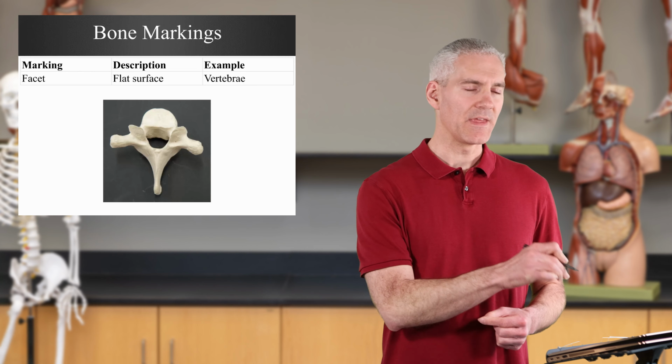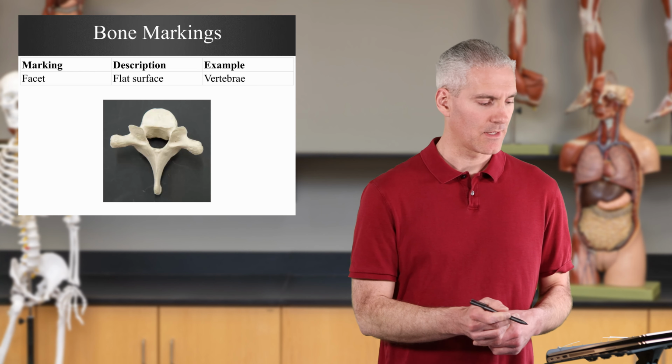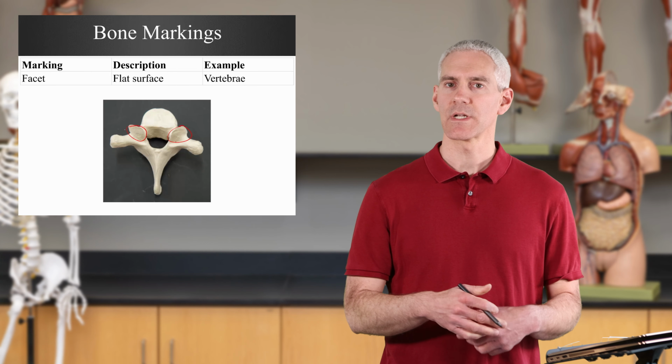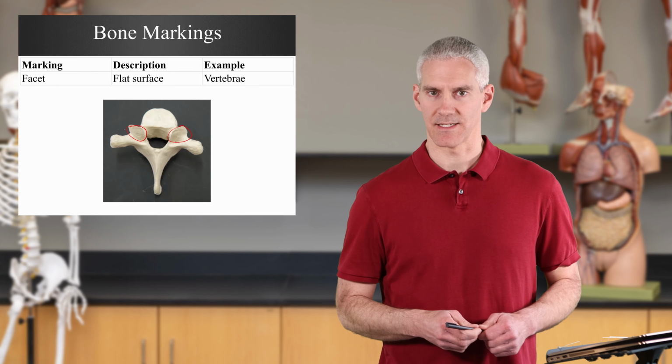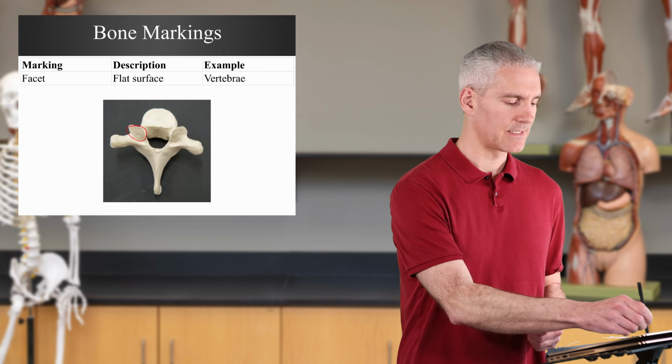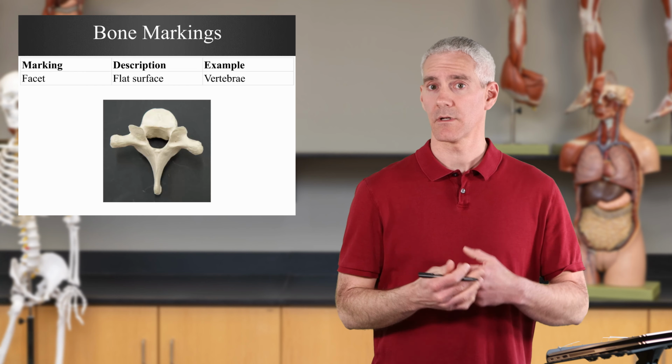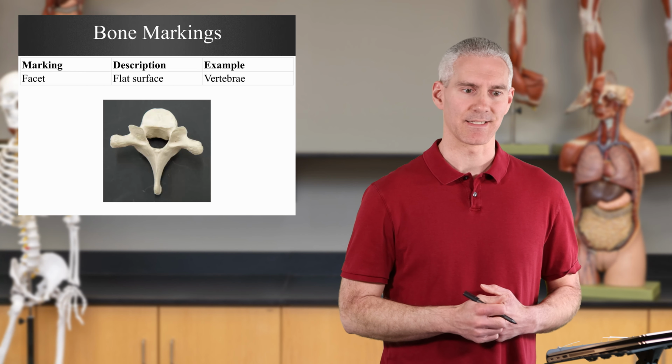Facet. Now this particular bone is a vertebra. The facet is right here and right here. Those are superior articulating facets. So a facet is usually a flat surface that can interact with another bone or another organ. So a facet.